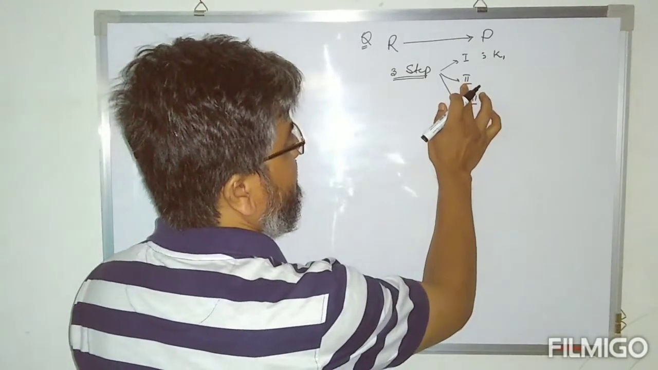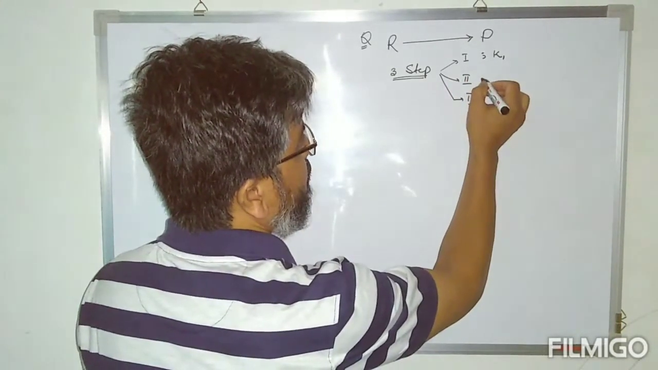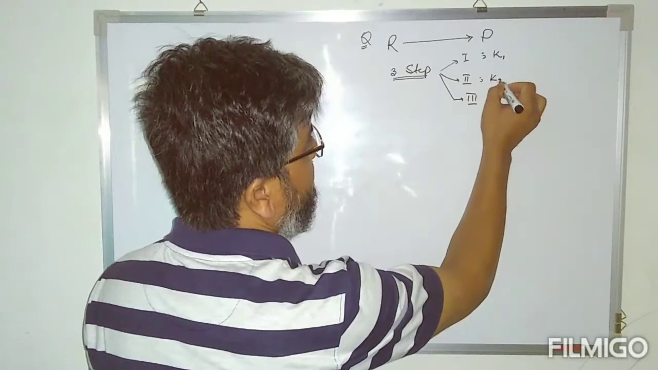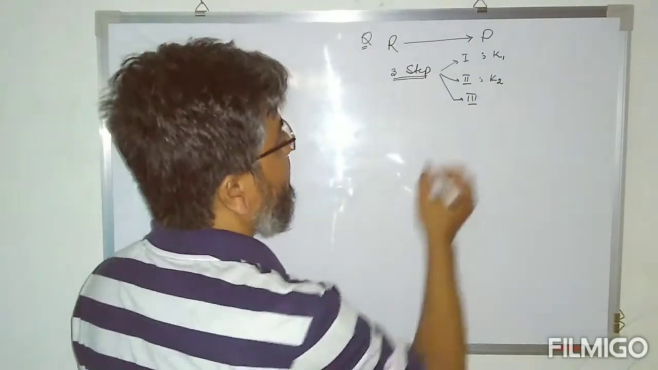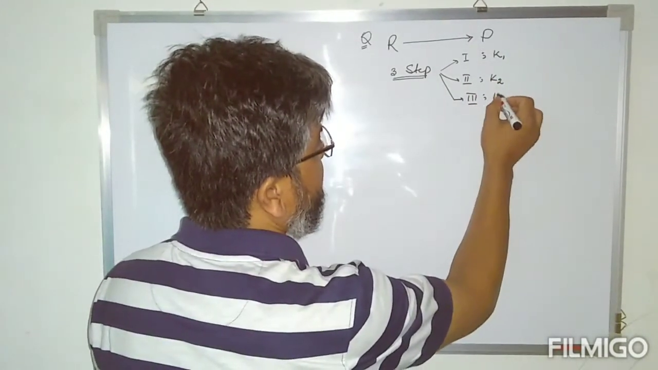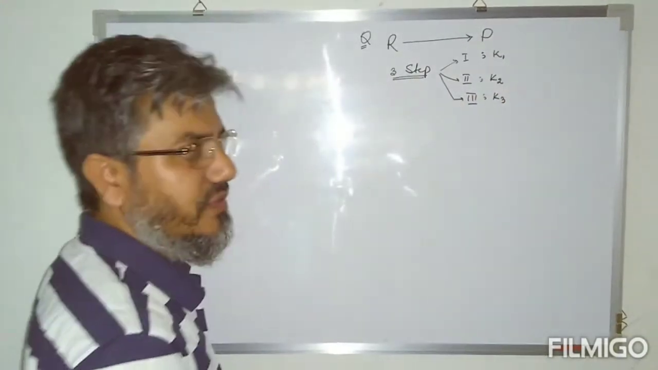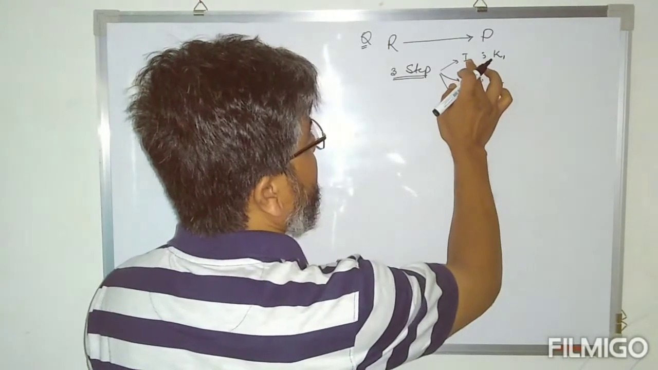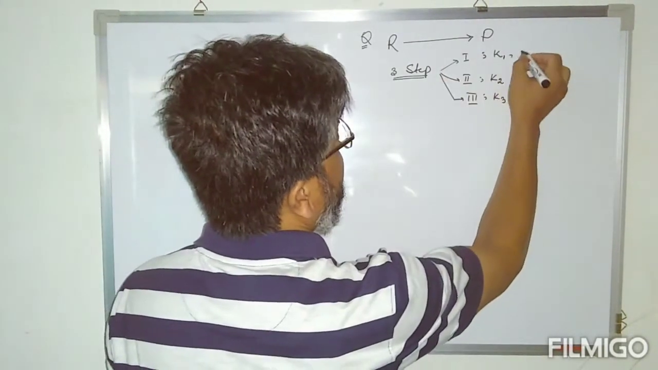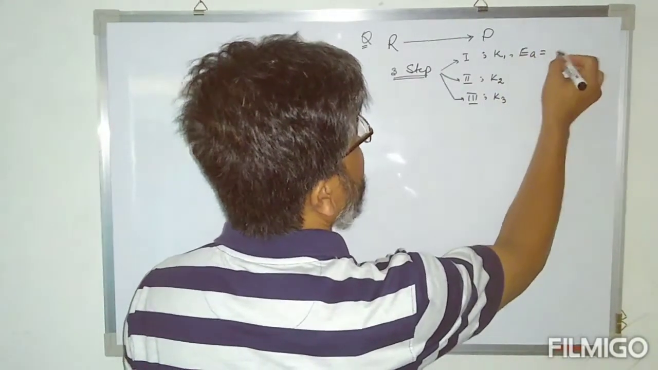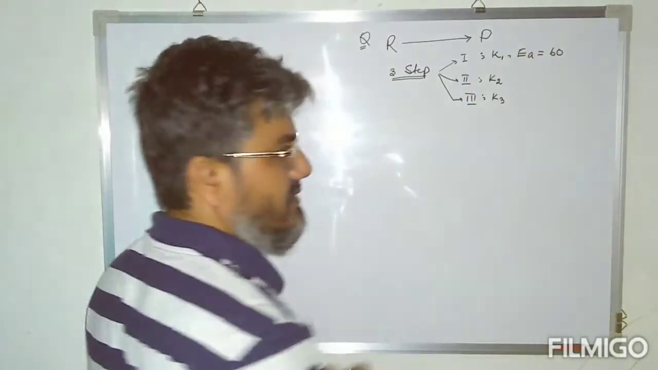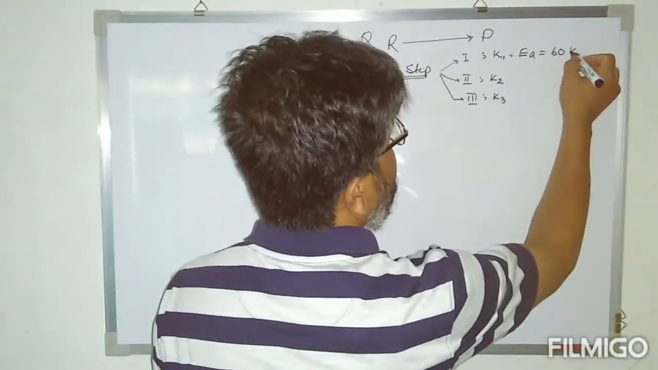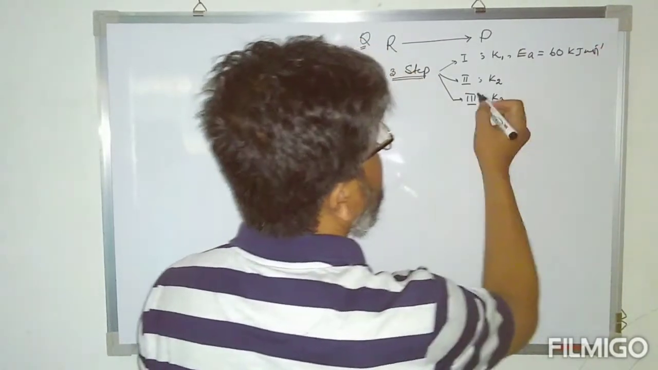For this reaction, step 2 has rate constant K2, and step 3 has rate constant K3. And for the first step, the activation energy is E1, let's suppose this is 60 kilojoule per mole.